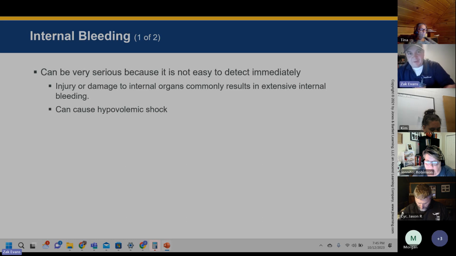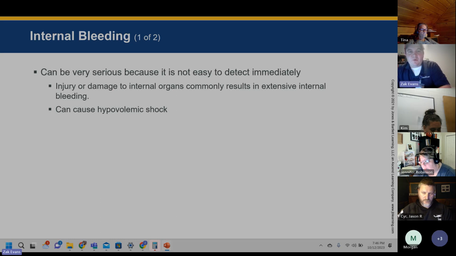Internal bleeding. Anyone want to take a stab at what internal bleeding is? Bleeding internally where you can't see it. Perfect. So yes and no. It's inside, but there are times that you can see internal bleeding, but it's not going to be because of a wound on the exterior. It's a wound on the inside of the body. You're leaking out of some type of orifice.